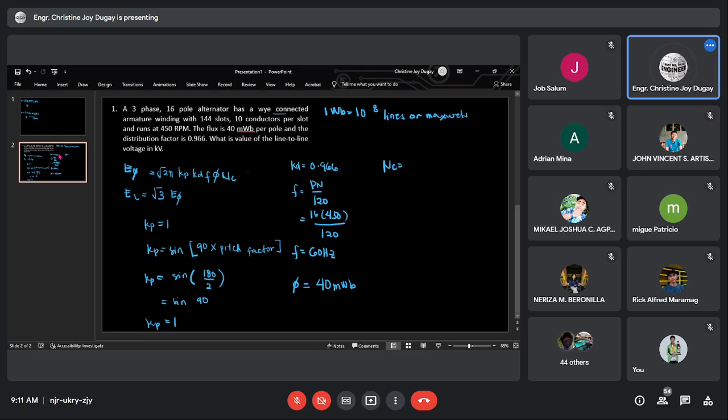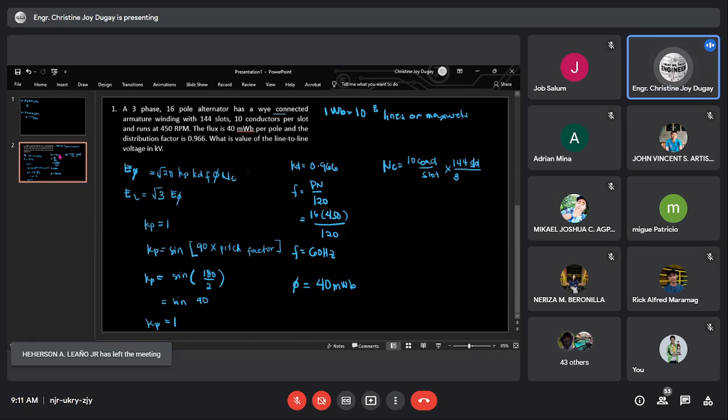We have 10 conductors per slot and meron tayong 144 slots, no? So we have 10 conductors per slot. So i-multiply natin ngayon sa 144 slots para matanggal. And ano pa? Divide by 3, ma'am.